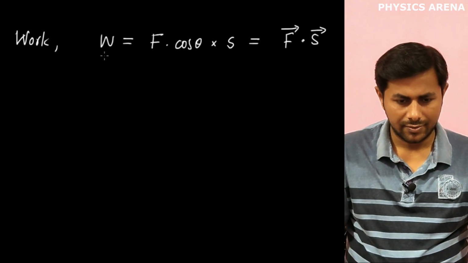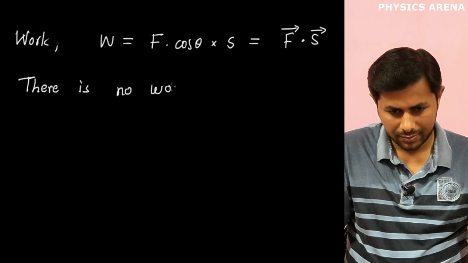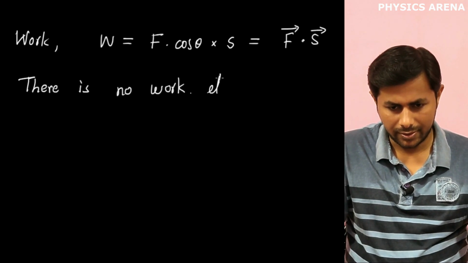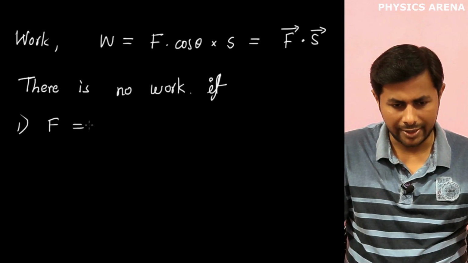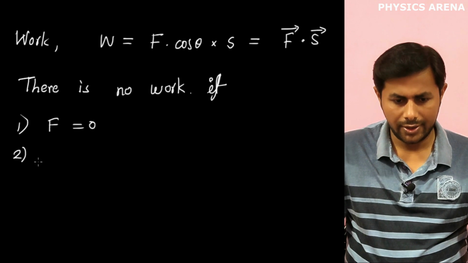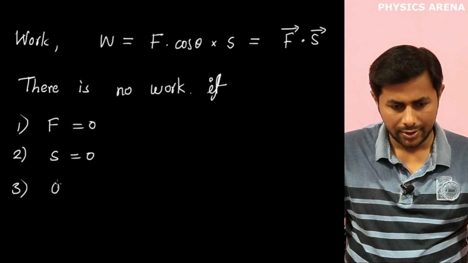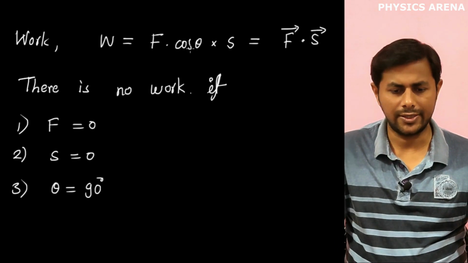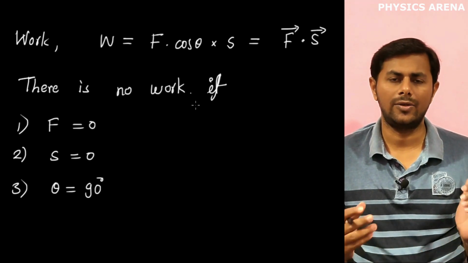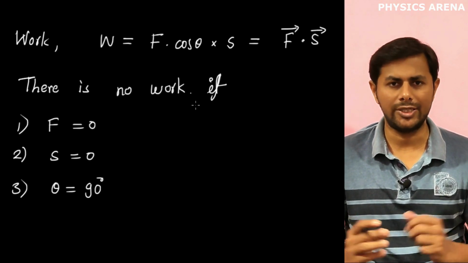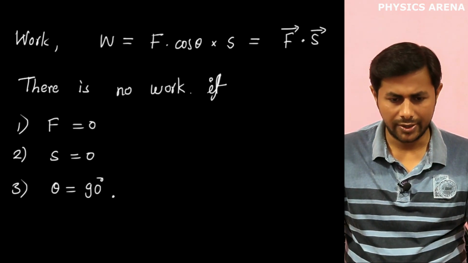So we can say that there is no work if F is equal to 0, so the magnitude of force is 0, or S is equal to 0, or theta equals 90 degrees. Since cos of 90 is 0, that means there is no work done if force and displacement are perpendicular to each other. So this is the concept of work.